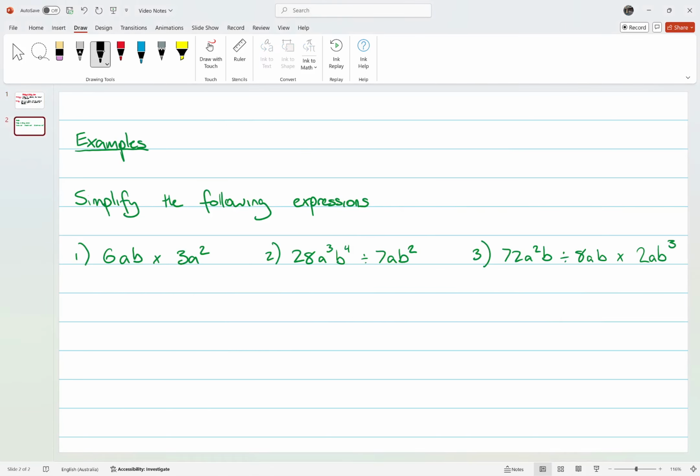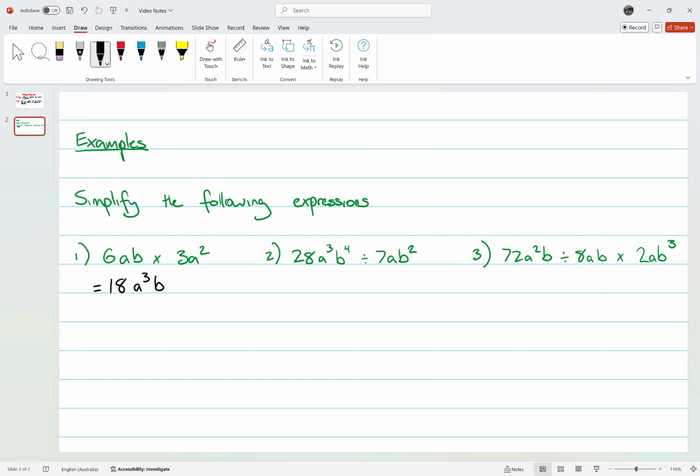So a few quick examples. Here we want to simplify each of these expressions. So this first one, we have 6ab times 3a squared. Now, as I said, these aren't like terms, but it doesn't matter. All we simply do is we do 6 times 3, which is 18. And then we have 1 a in the first term, and we have 2 a's in the second term. So that means we have 3 a's altogether. So we say a to the power of 3. And then we have a b in the first term, no b's in the second term. So we just have 1 b. And that's all there is to it.